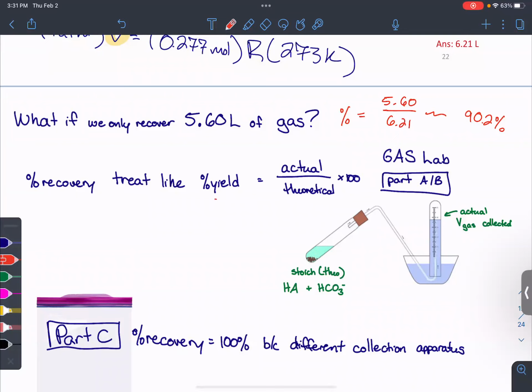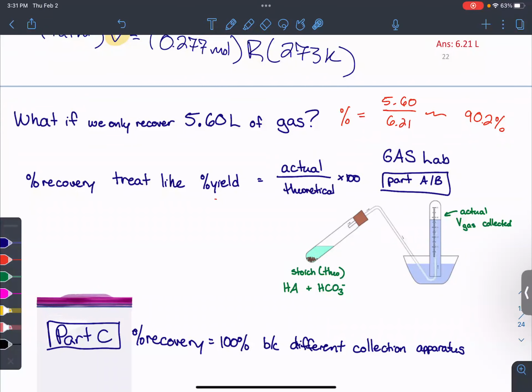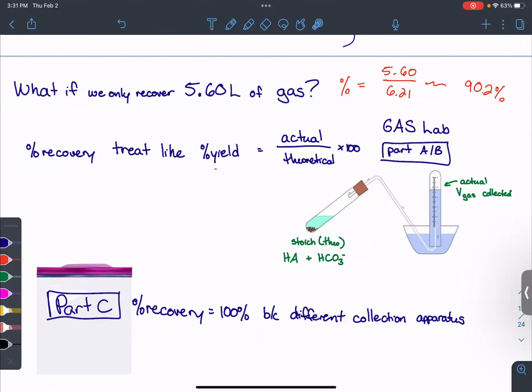So think about percent recovery like percent yield, where we have actual, that's what you actually collect in lab, over theoretical. So you will use that percent recovery calculation and concept in parts A and B of the gas lab, because you are doing a reaction that generates gas and you're collecting the gas in a weird vessel that you will design. Oh yeah, be prepared to get wet next week. So you're going to collect the gas. But the thing is that this apparatus is not perfect. You're not perfect. So yes, if this reaction generates gas, you might not collect all of it.